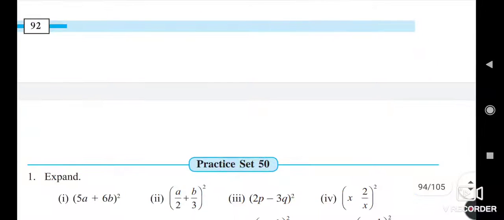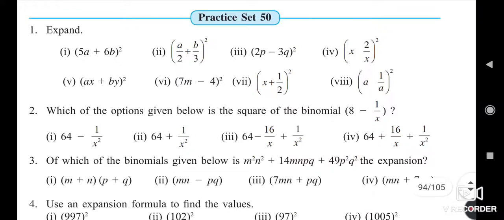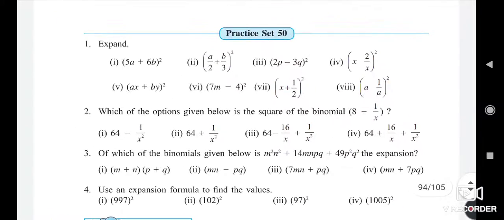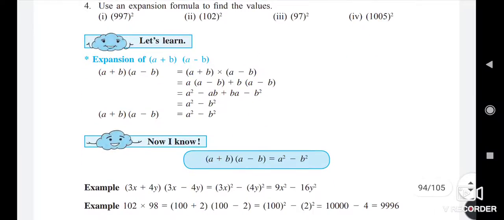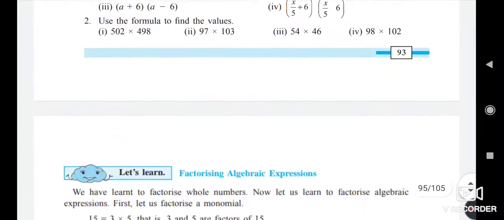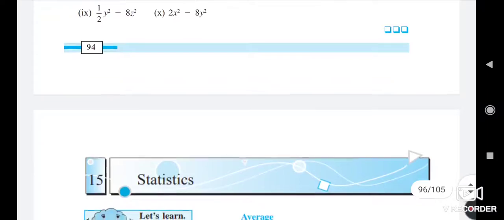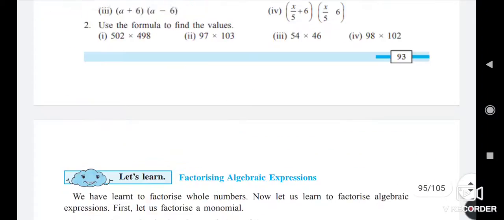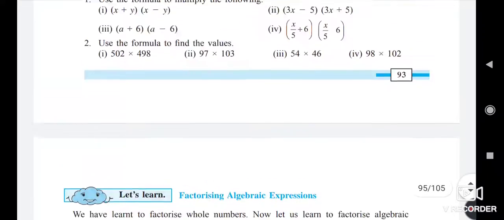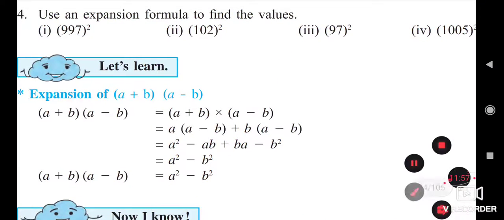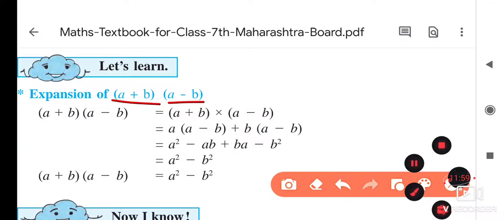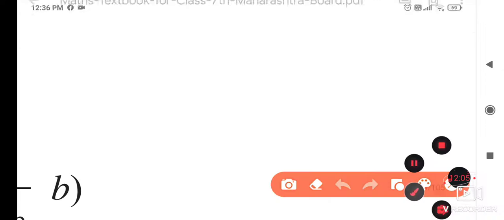After this, practice set number 50 is given to you to solve. All of you solve this. Then we will see one more expansion, and then our lesson may finish. So here one more expansion form is given to us, that is (a plus b) and (a minus b). Simply we have to do the multiplication of this (a plus b) and (a minus b). So I will show you how it is.